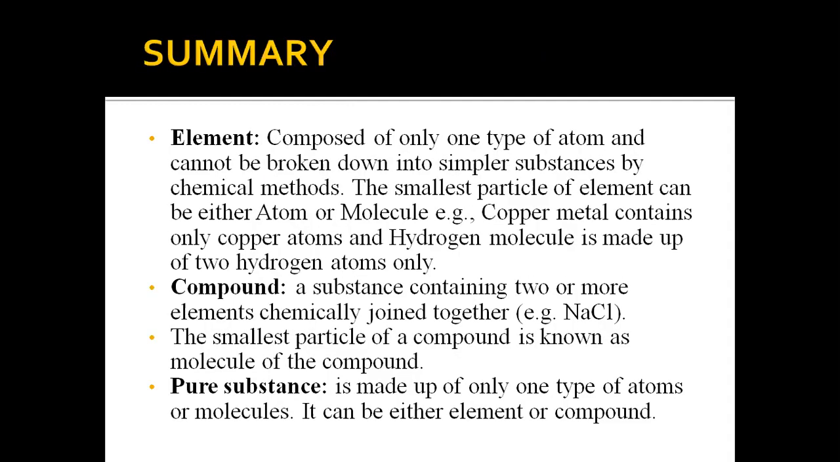This is the summary for today's lesson. Element is composed of only one type of atom and cannot be broken down into simpler substances by chemical methods. The smallest particle of element can be either atom or molecule. For example, copper metal contains only copper atoms and hydrogen molecule is made up of two hydrogen atoms only. Compound, a substance containing two or more elements chemically joined together, for example NaCl.